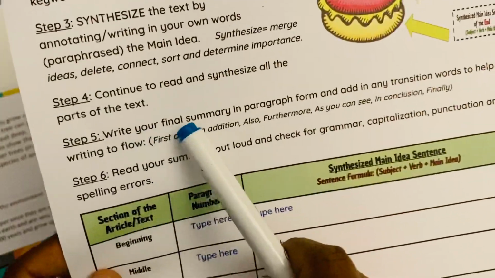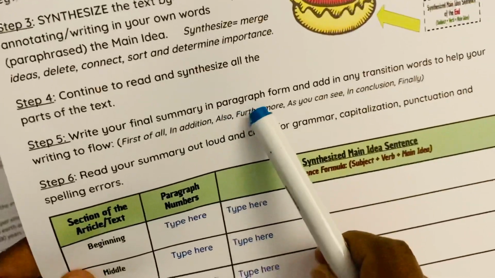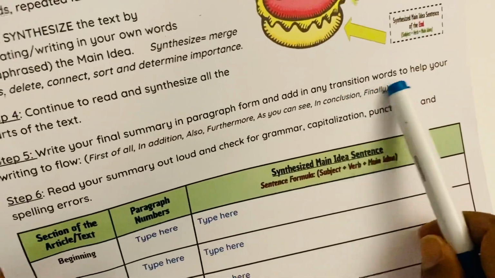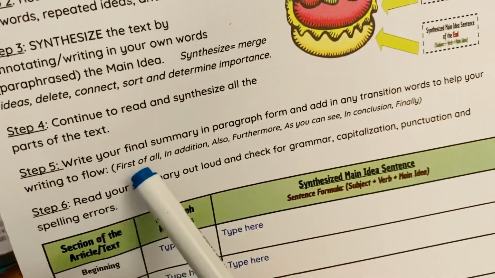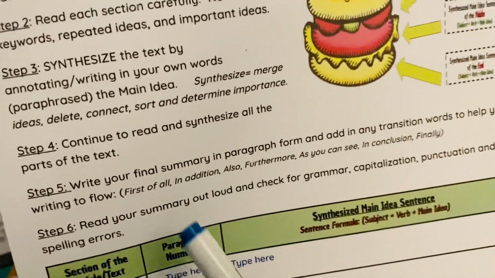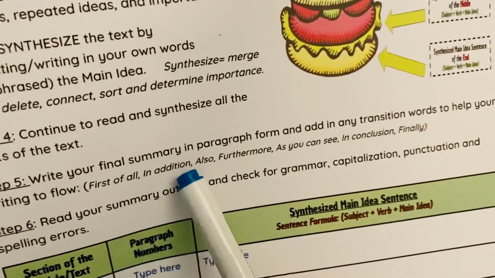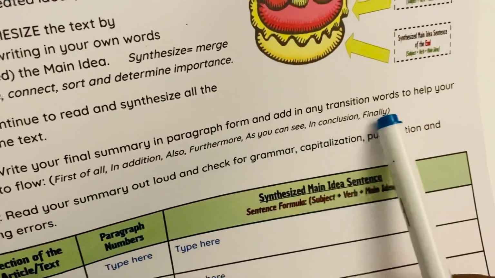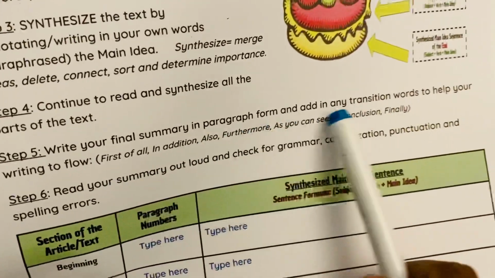Step 5, we're going to write out our final summary in paragraph form and then add in any transition words to help your writing flow. Transition words are words that help connect your writing together, like first of all, in addition, also, furthermore, as you can see, in conclusion, finally. These are not all the transitions.